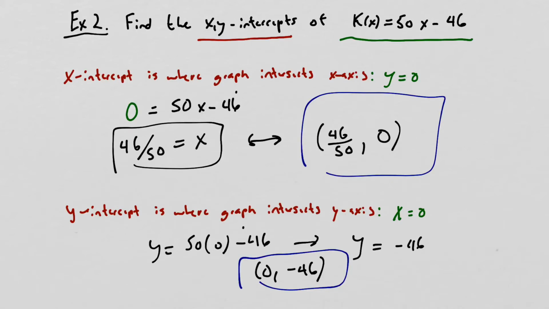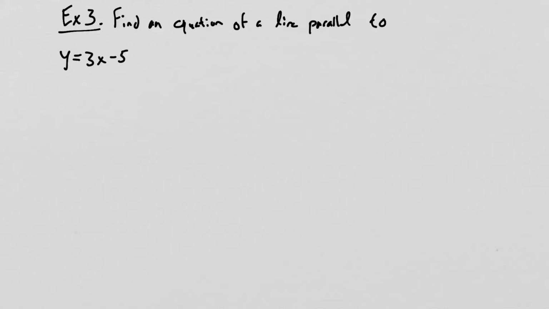At times, we won't always be given 2 points on the graph, or the slope of the graph. Instead, we might be given other information. Let's work an example of this type. In example 3, we want to find an equation, any equation, either point-slope form or slope-intercept form, of a line that's parallel to the following, and further, passing through the point (2, 6).